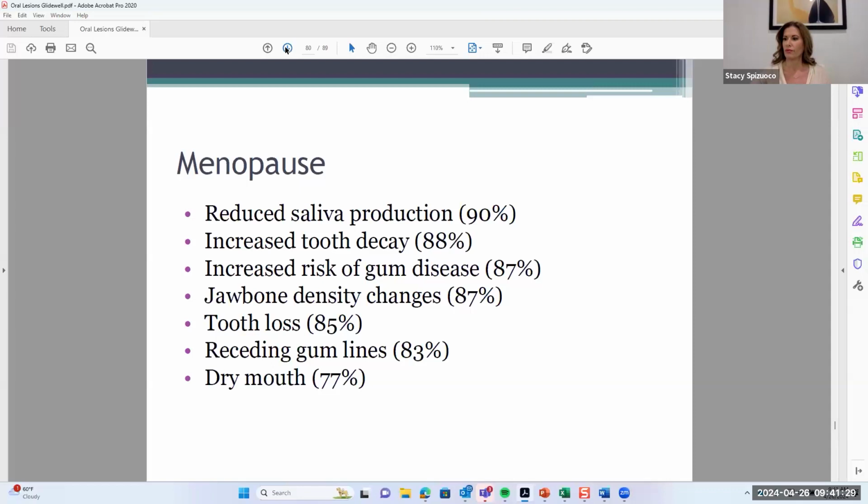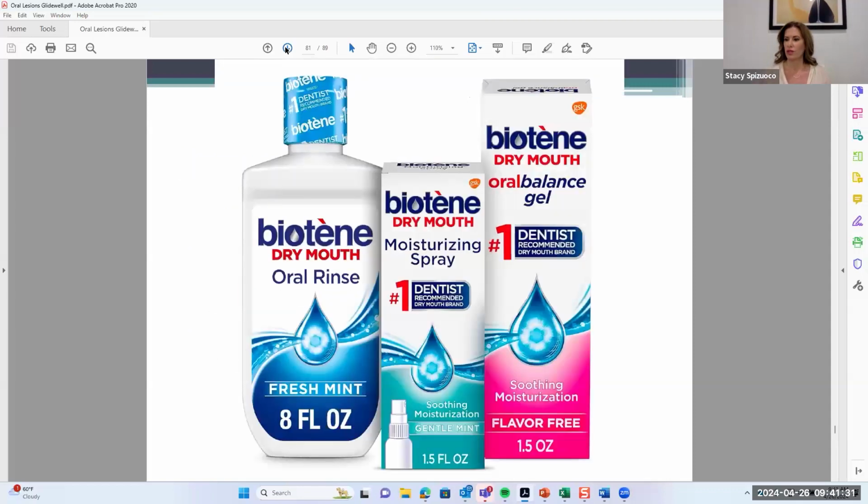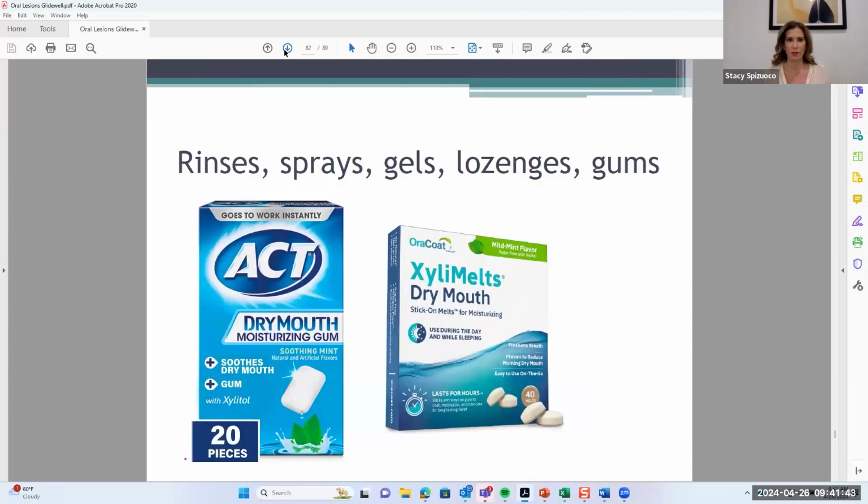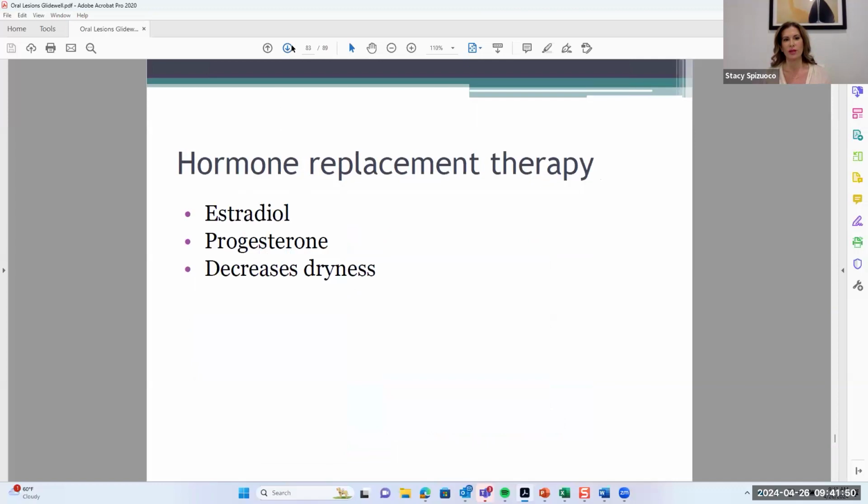So there's a couple of treatments that we can give them to help soothe them and help to restore their oral health. There are some dry mouth rinses they can take, like Biotene. There are lozenges, gels, toothpaste, and gums. Anything with xylitol in it is really helpful. I would also refer them to their doctor. Maybe they want to put them on some kind of hormone replacement, like estrogen, estradiol and progesterone, which will decrease dryness all over the body, so increase moisture in the mouth.